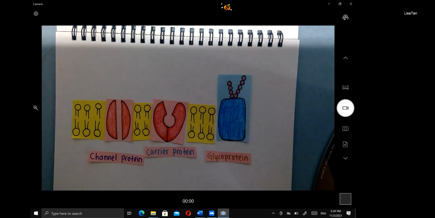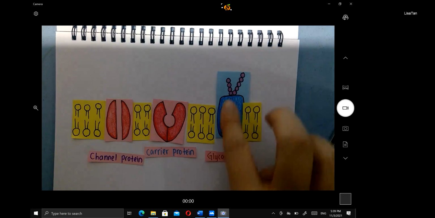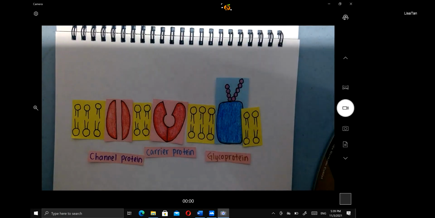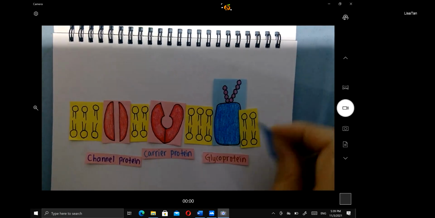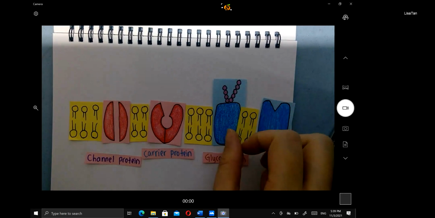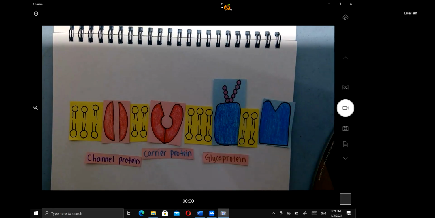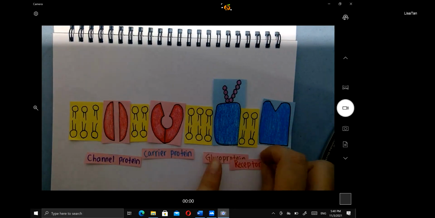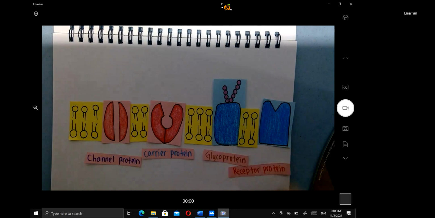Okay, next. So this will be the phospholipid bilayer, and the next protein that you never see before. What is this? Actually, this is the receptor protein. So there are several types, various types of protein. They are scattered in the sea of phospholipid bilayer.